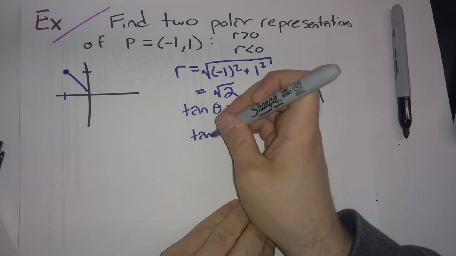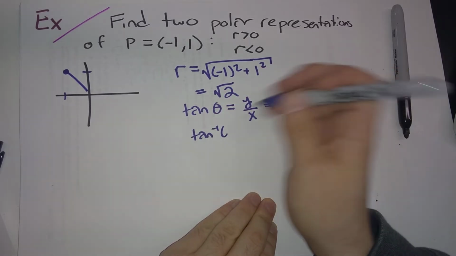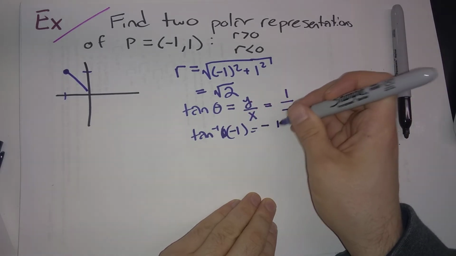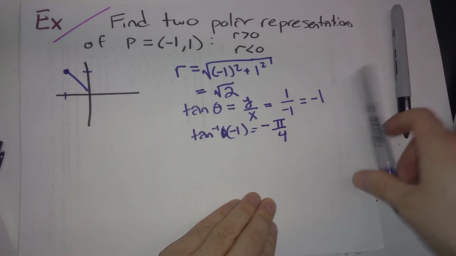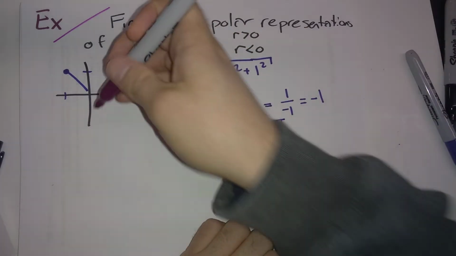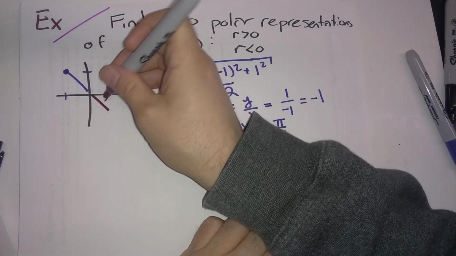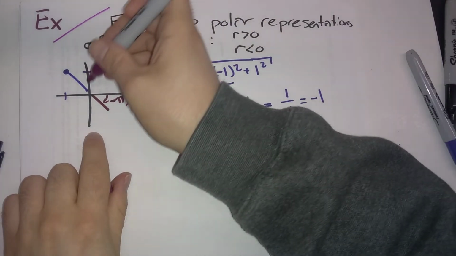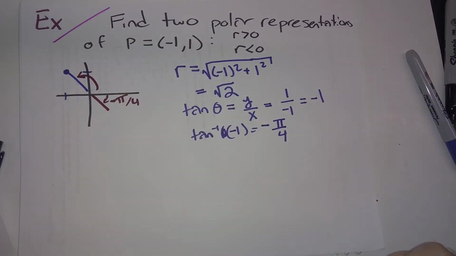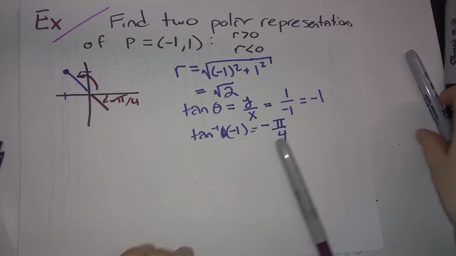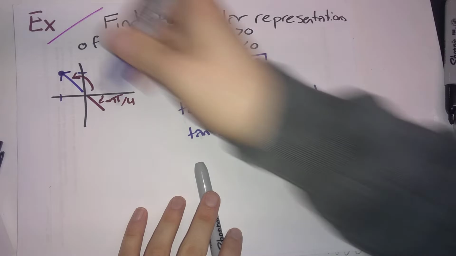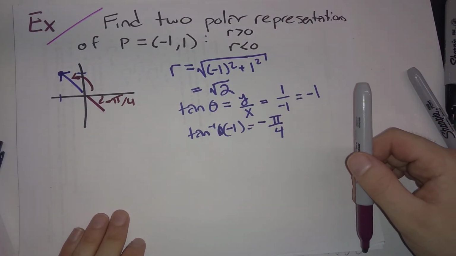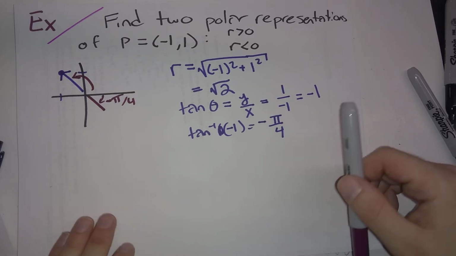Now, arctangent of -1 is equal to minus pi over 4. But minus pi over 4 is in the wrong quadrant. So this angle right here is minus pi over 4. We want to instead go in this direction to get our usual angle. That's corresponding to r is greater than or equal to 0.